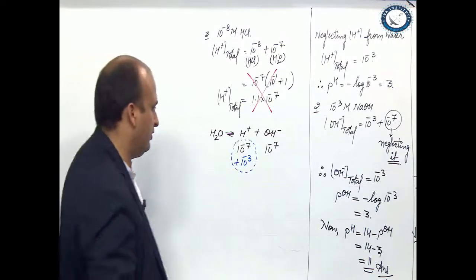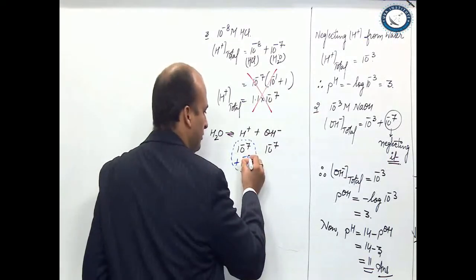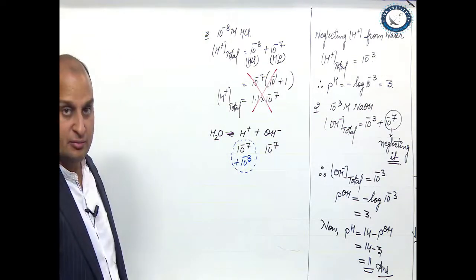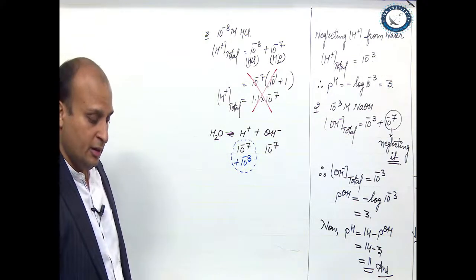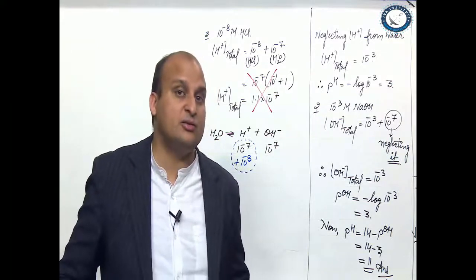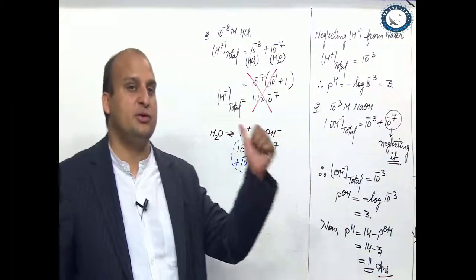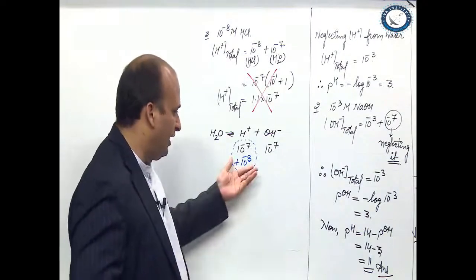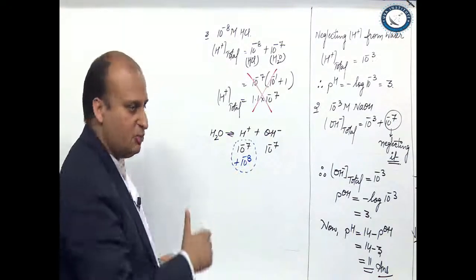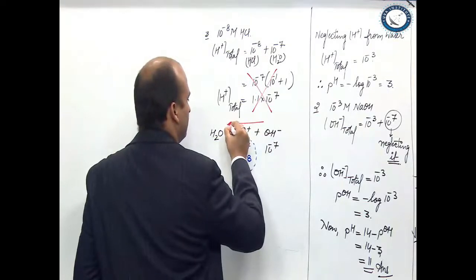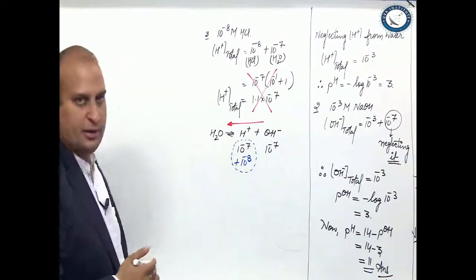Agreed? Oh, sorry, I have done 10 raised to power minus 8. Yeah, this is the total concentration of H plus ion. But as per the Le Chatelier principle, if you remember, if you increase the concentration of the product, the reaction moves in the backward direction. So when you have added this concentration, the reaction starts moving in backward direction.